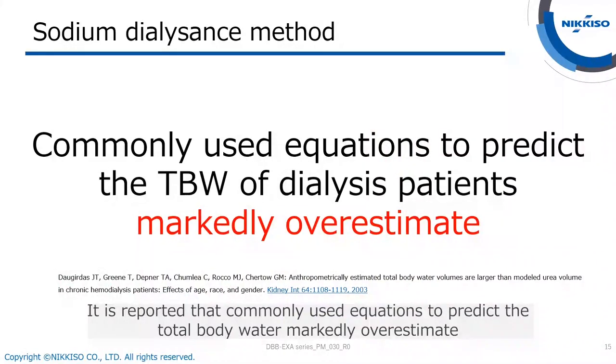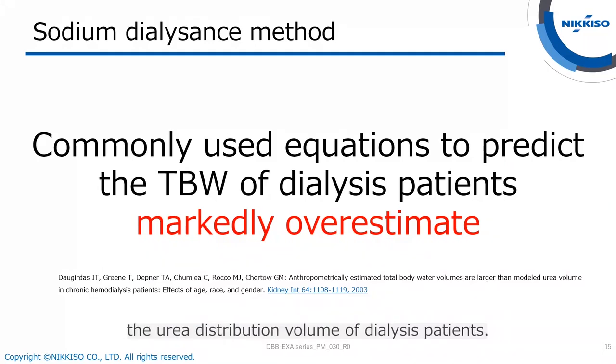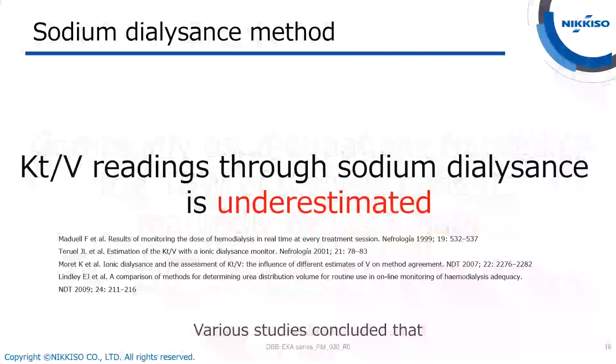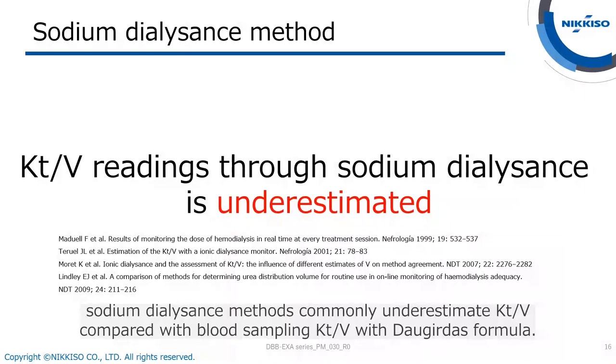It is reported that commonly used equations to predict the total body water markedly overestimate the urea distribution volume of dialysis patients. Various studies concluded that sodium dialysance methods commonly underestimate Kt/V compared with blood sampling Kt/V with Daugirdas's formula.